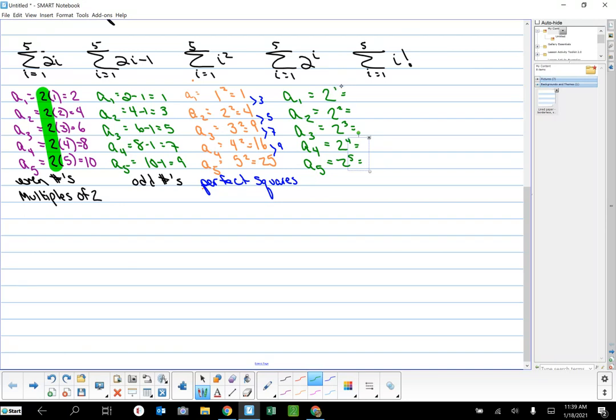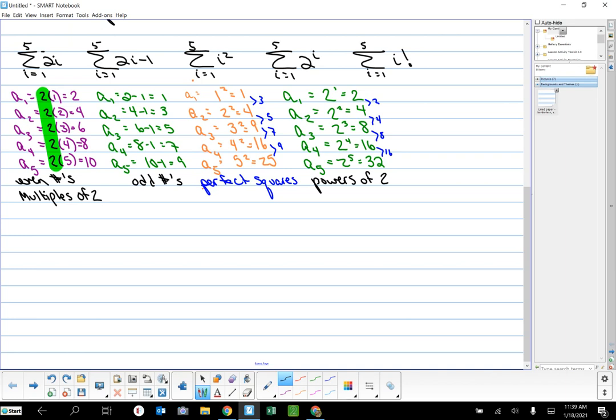2 to the 1 is 2, right? 2 squared is 4. 2 cubed is 8. 2 to the 4th is 16. 2 to the 5th is 32. 2 to the 6th is 64. And it's interesting with these, if you look at the difference between them, you get 2, 4, 8, 16. You actually get the powers between them. So that's an interesting thing to note. These are powers of 2.